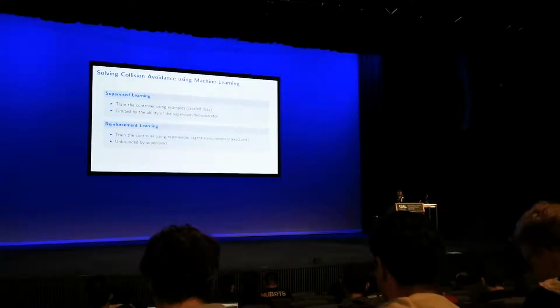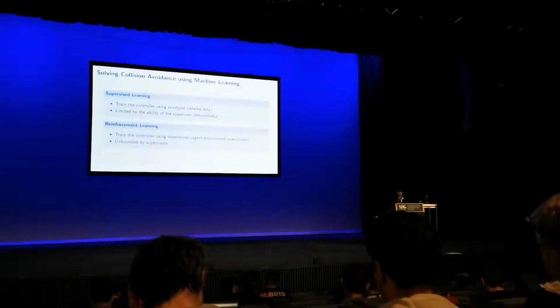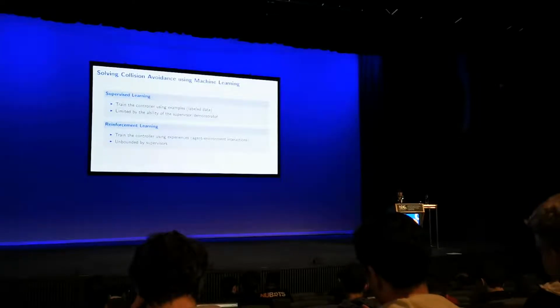And the problem with this approach is that the capabilities of the trained controller are actually bounded by the ability of the supervisor, which means that the neural network, for instance, won't perform better than the person that performed the actions to make the database. However, if we take the approach of deep reinforcement learning, we can get around that because we are not bounded by any supervisor, and we are actually training a controller with experiences that the robot gets when it is interacting with its environment.